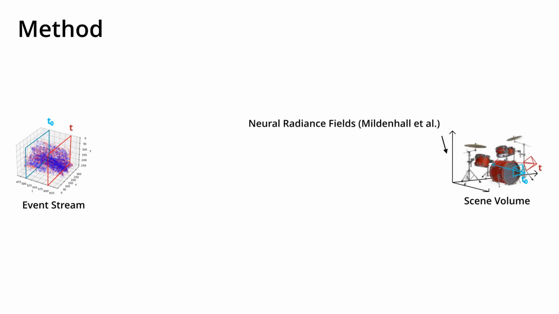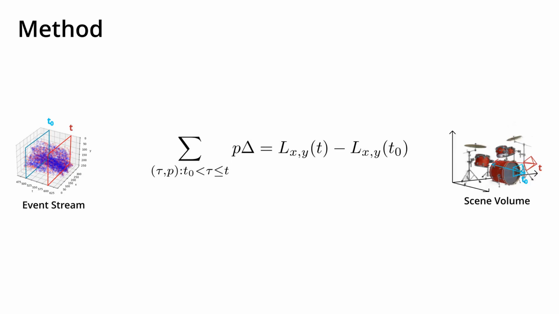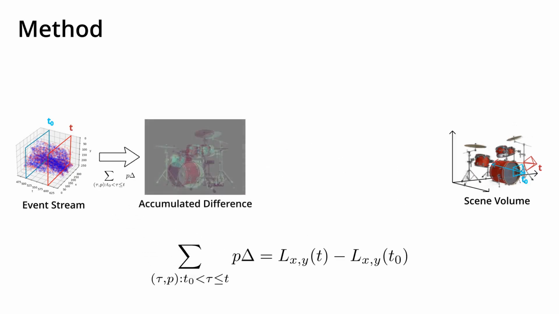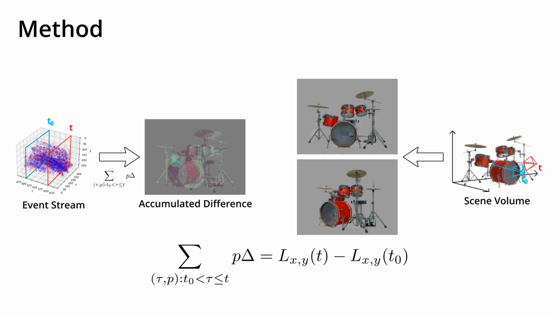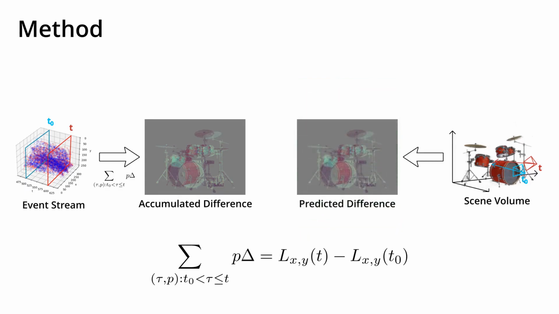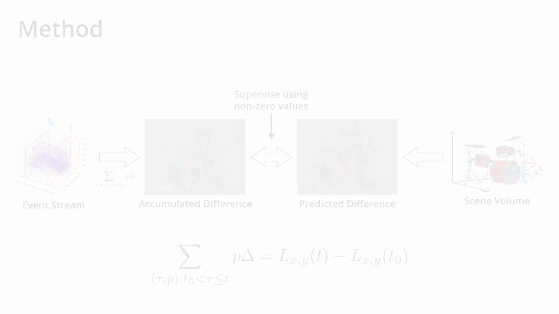To this end, we adopt neural radiance fields, or NeRF for short, which is the state-of-the-art coordinate-based volumetric 3D scene representation. So how do we connect these two modalities? We propose using the following equation, where the left side can be computed completely from the events, and the right side can be computed as the difference between two rendered views. Hence, we can compute the accumulated difference by summing up the polarities from the events. And we can compute a similar difference from a volumetric model by subtracting two rendered views and applying a bio filter. We supervise our model by comparing these two differences, making them converge to each other as the model is trained.